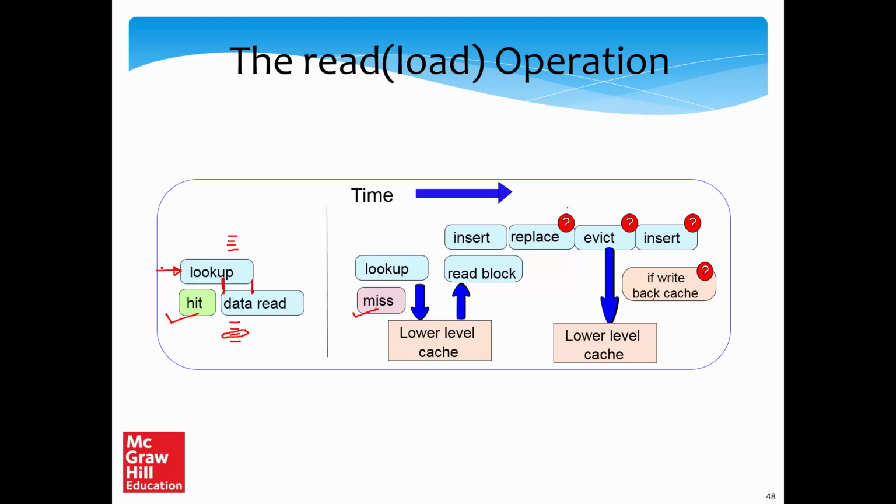So if it's a write back cache, there can be a necessity of writing it to the lower level if it's modified, and then again we insert the line that has come. After that, we again go to this stage where, well, in this case, we know where exactly we put it, so we can issue a data read after this.